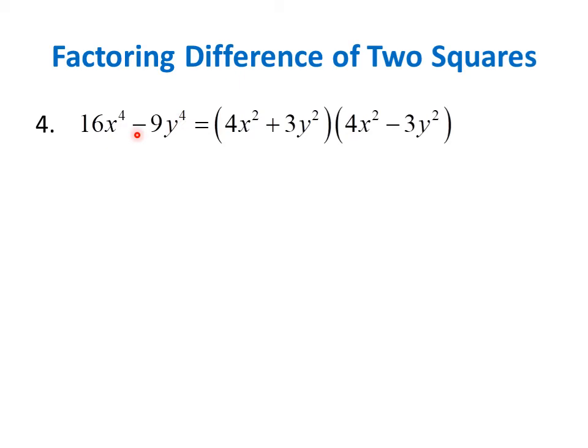Okay, next question. Is this a difference of two squares? We have here minus. We can get the square root of the first term. We can also get the square root of the second term. So this is a difference of two squares.